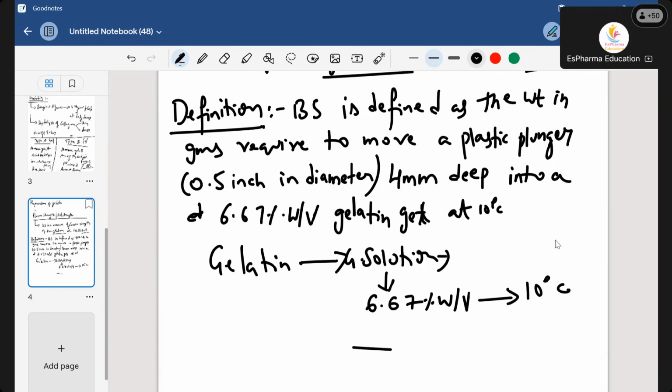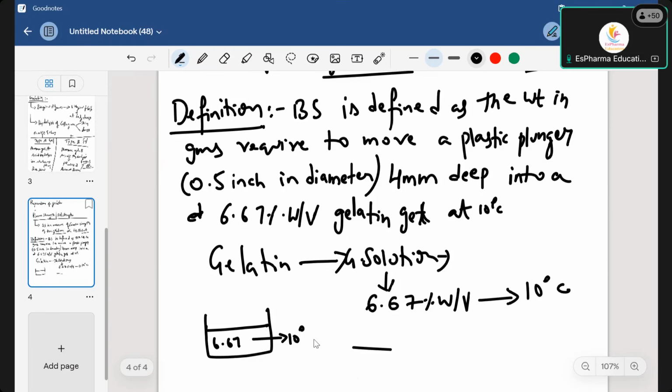Into this gelatin gel, which you have prepared, you have made the gelatin into a gel with a 6.67% concentration, and you are maintaining it at 10 degrees centigrade. Is everyone following up to here? Yes.